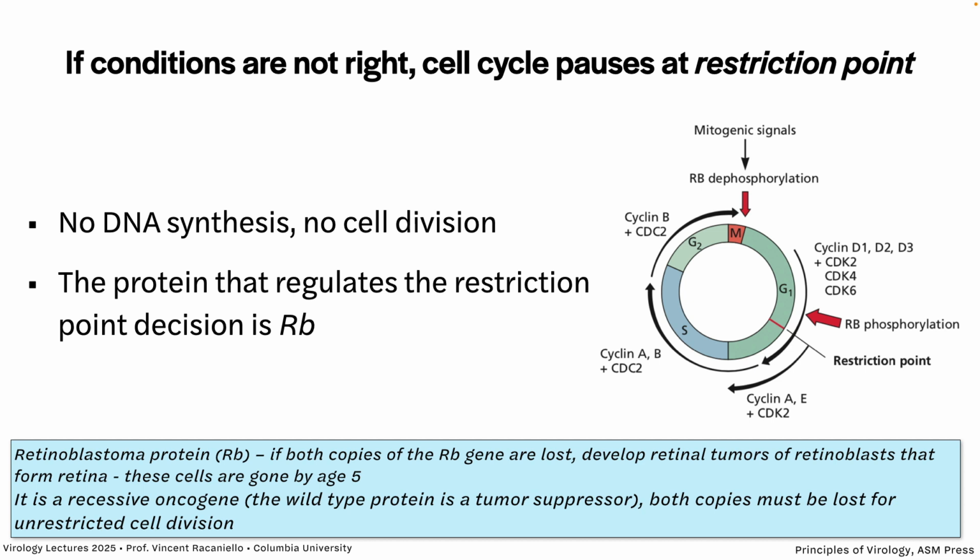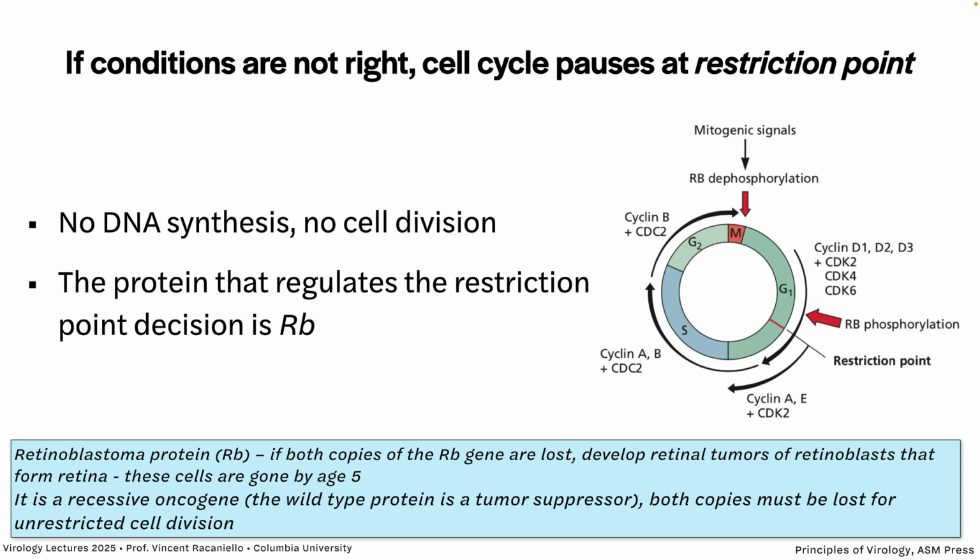So the proto-oncogenes may say, you can go through mitosis, but there's a second restriction point down here governed by RB protein. And if conditions are not right in the cell, you will not go through DNA synthesis and you will not do the next round of cell division. And that's regulated by RB protein.